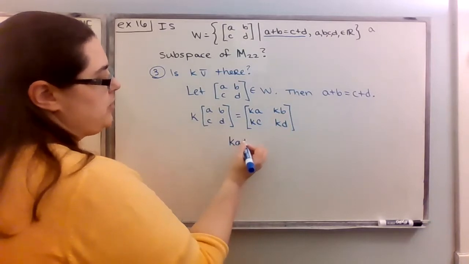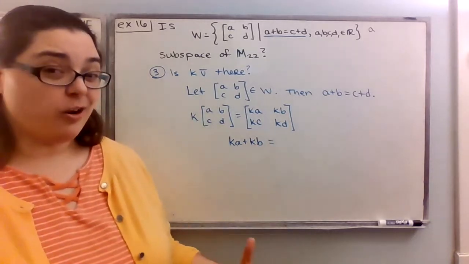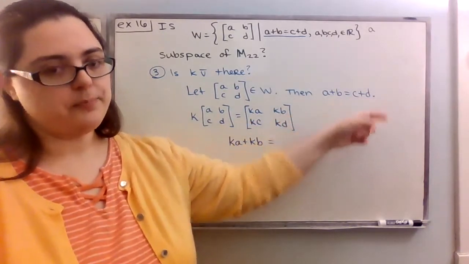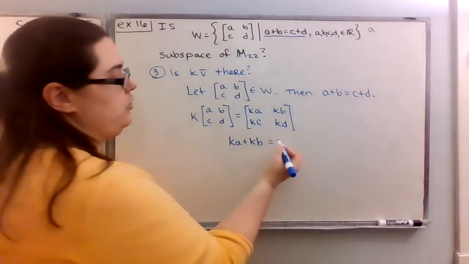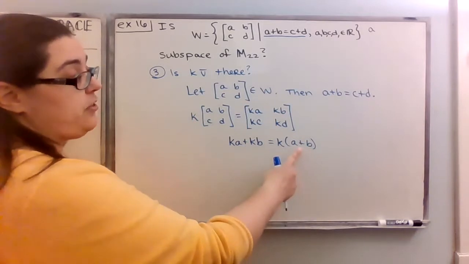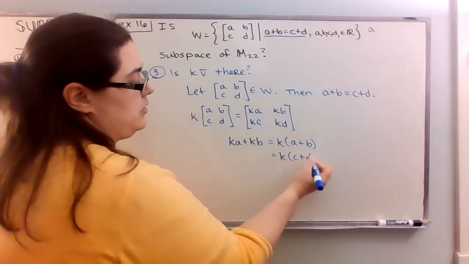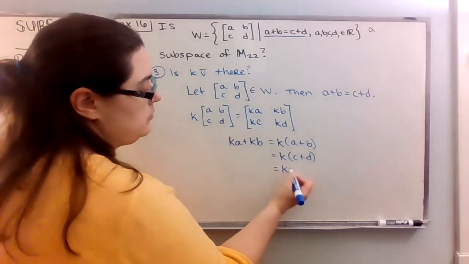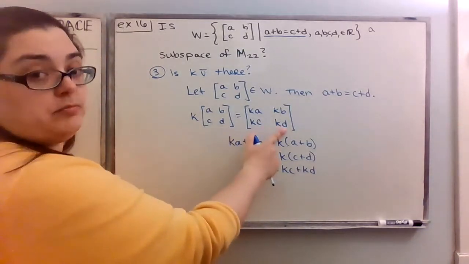So I have KA plus KB equals. Now, again, the only thing that I know that's going to be able to help me out is this condition here, that A plus B is the same as C plus D. So I notice that these two terms each have a factor of K. So if I factor that out, I can end up with A plus B, which is nice because I know that A plus B is the same as C plus D. And now I can distribute that K to the C and the D, which is what I needed to show because that's the second row here.